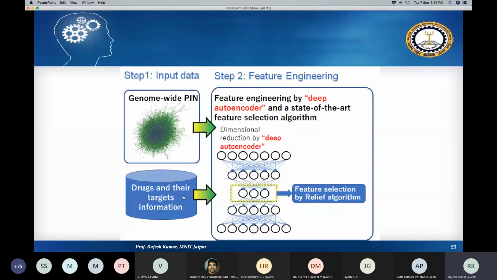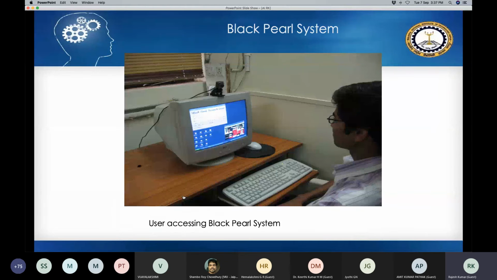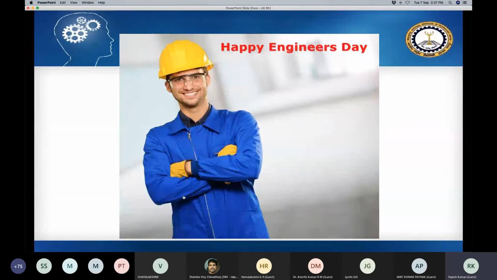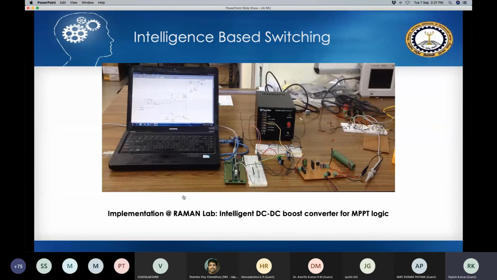This one I'm just skipping, as human modeling is not of interest right now. Yeah, this one is one which we have implemented, and this one is basically for electrical engineers.